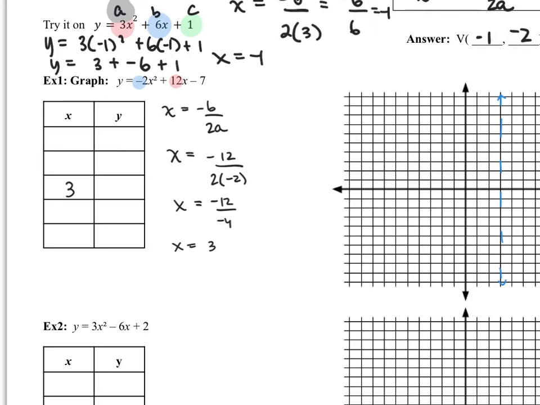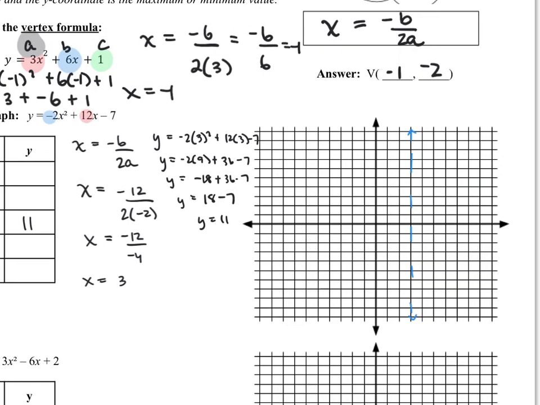So my next step is to find the y value of my vertex here, and so to do that all I have to do is replace 3 into my quadratic equation. And so when I do that, I'm going to get y equals negative 2 times 3 squared plus 12 times 3 minus 7. So that'll be negative 2 times 9 plus 36 minus 7. It'll be negative 18 plus 36 minus 7. Negative 18 plus 36 is 18. And then 18 minus 7 would be 11. So my vertex is the point 3, 11.